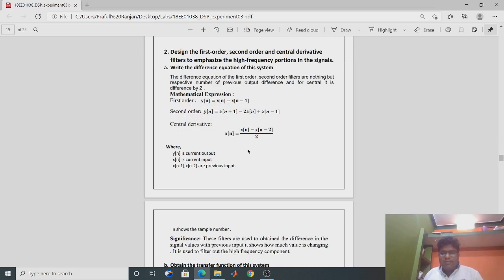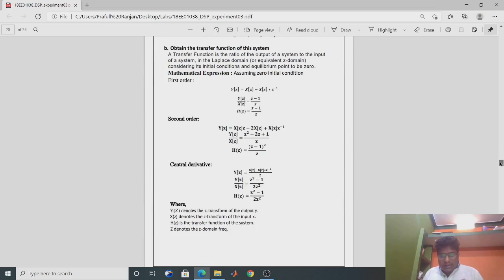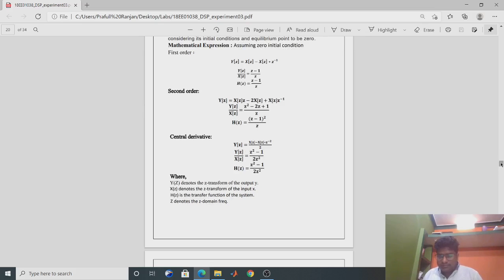In this one we have to design the first order, second order and central derivative filters to emphasize the high frequency portions of the signal. These are the difference equations for first order, second order and the central derivative. Another task is to obtain the transfer function. So by its definition we will derive its transfer function. For first order, this is the transfer function. For second order, this will come as its transfer function, and for central derivative it will come like this.